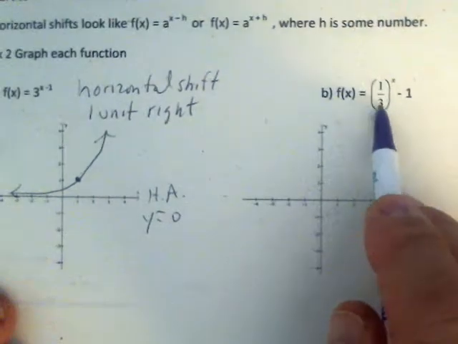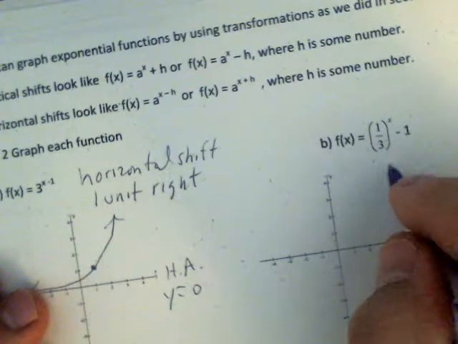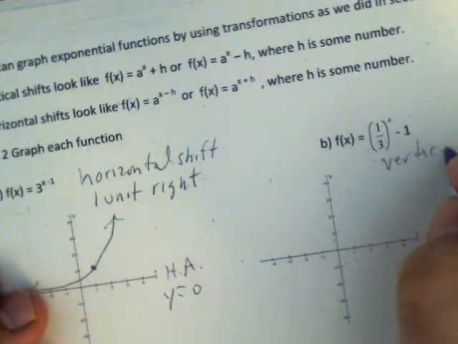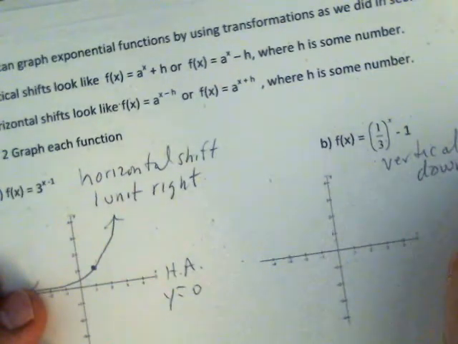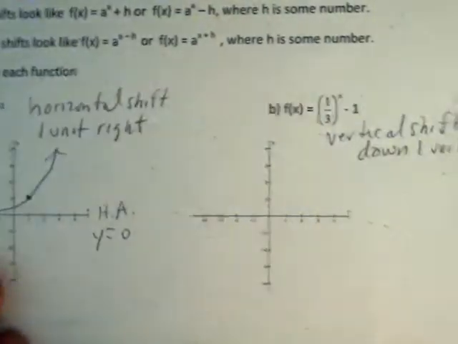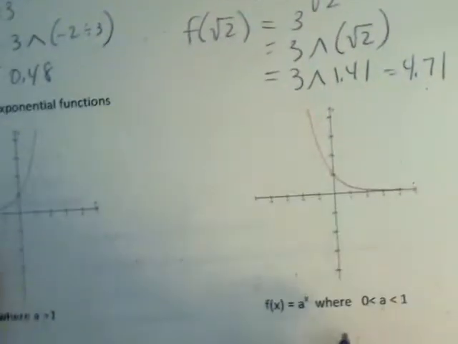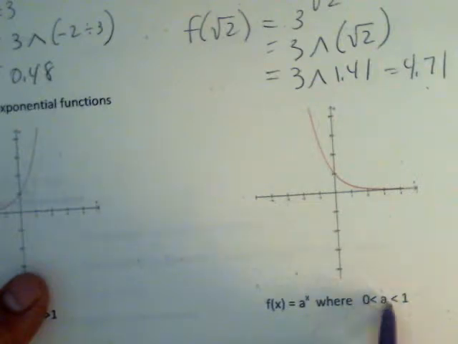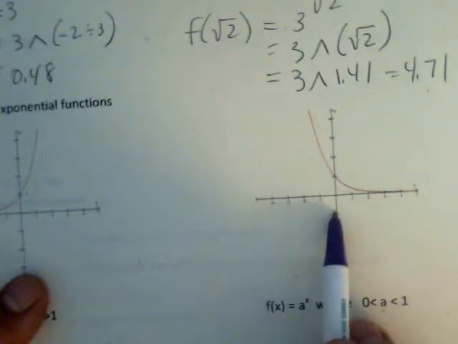The other possibility is different base, and this is a vertical shift down 1 unit. So I'm going to be using this shape because my base is 1/3, which is between 0 and 1, and I'm going to shift this down 1 unit. My horizontal asymptote will shift down 1 unit.